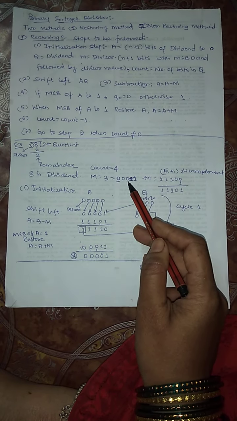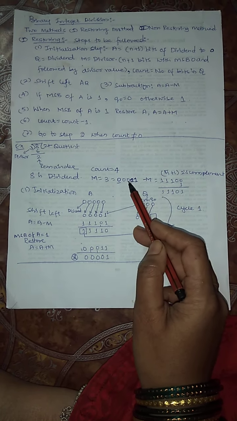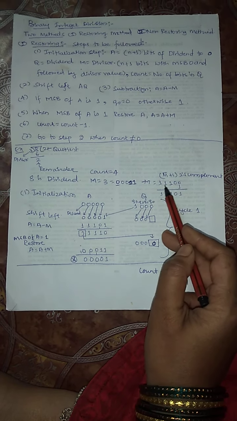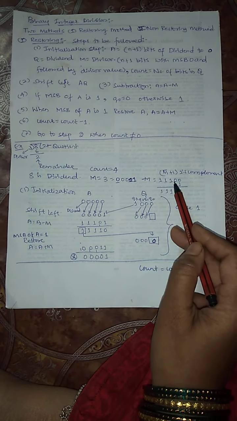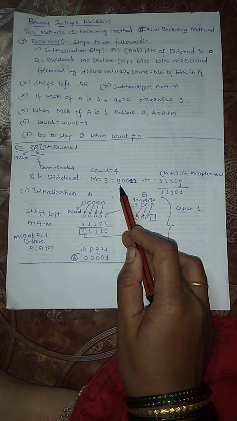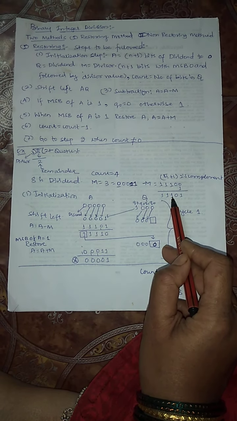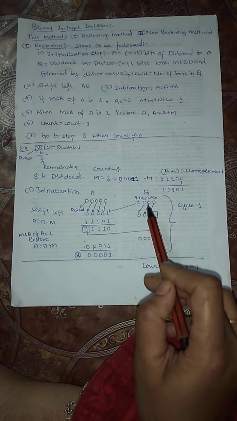So this 0 will become 1, this 0 also will become 1, and these two 1, 1 will become 0. So this is the 1's complement. Add 1 to it: 1 plus 0 is 1, and the remaining bits we write as they are. So this is the M value, and this is the minus M value, the 2's complement of M. So we have finished with the initialization step.